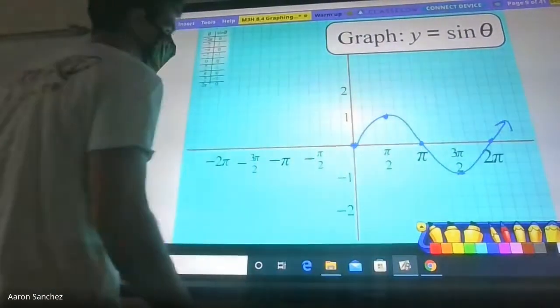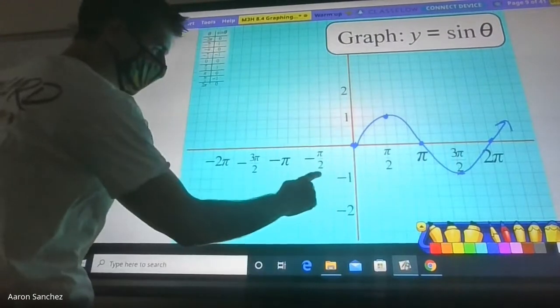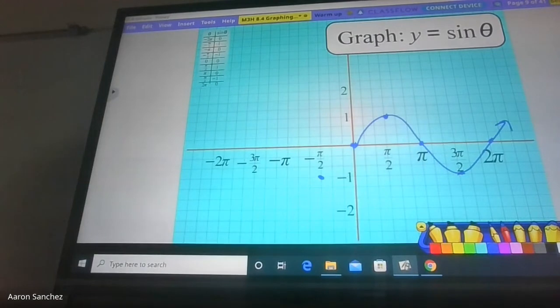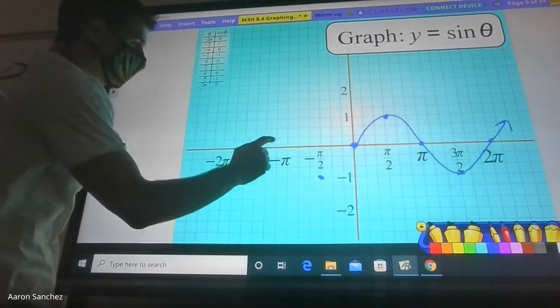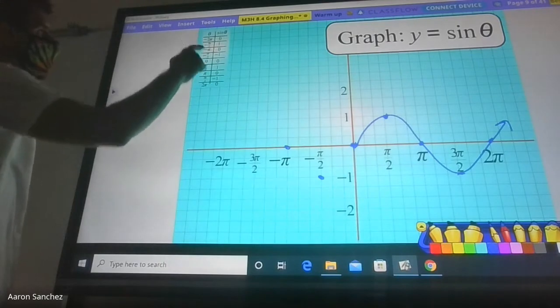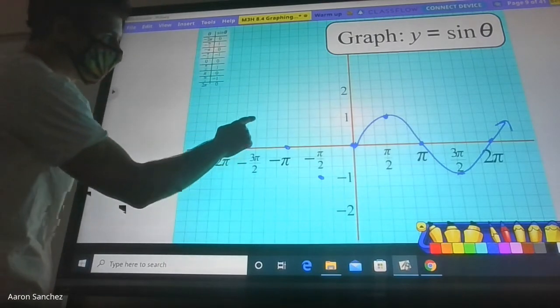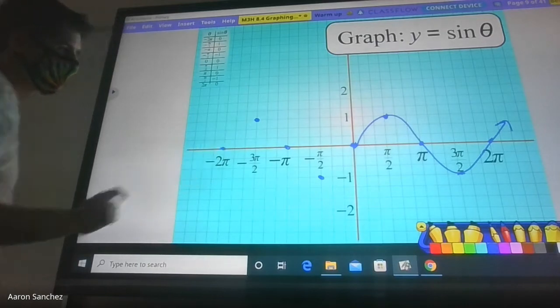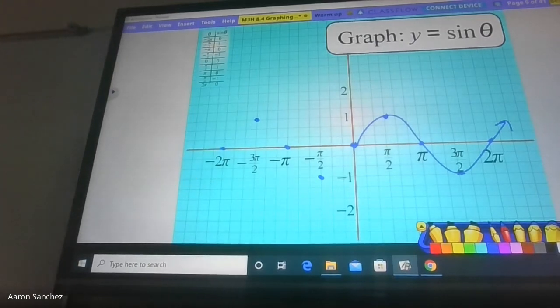Now let's go over here. Negative pi over 2, negative 1. I know I'm in the way, Delilah, sorry. Negative pi is 0. And negative 3 pi over 2 is 1. And negative 2 pi is 0. Again, you want to make it curvy.